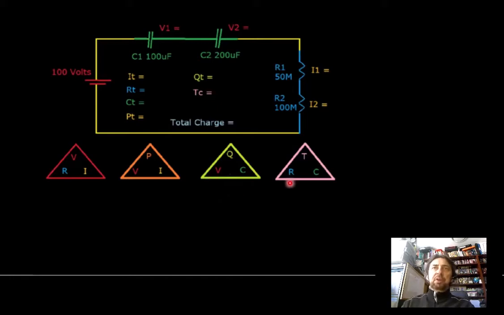Finally, once we've got the total resistance and the total capacitance, we multiply that value, we end up with a time constant value, which when multiplied by 5 time constants, we end up with the total charge.